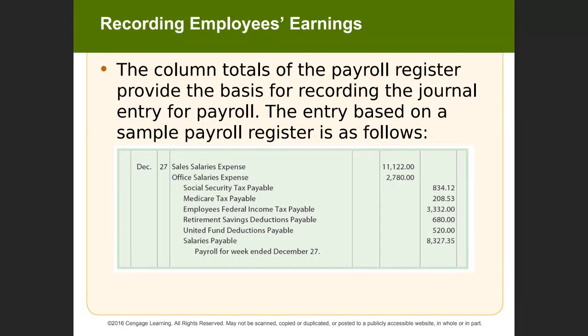So on December 27th, we had sales salary expenses of $11,122, and then we had our office salary expenses of $2,780. So we debited both of those expenses for our salaries expense. And then we're going to credit our Social Security tax payable, our Medicare tax payable, employees' federal income tax payable, all of our payable accounts associated with payroll. And then our note is payroll for the week ended December 27th.